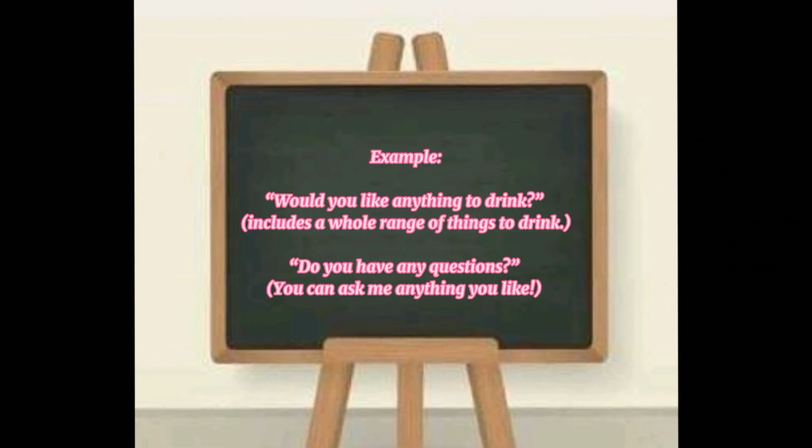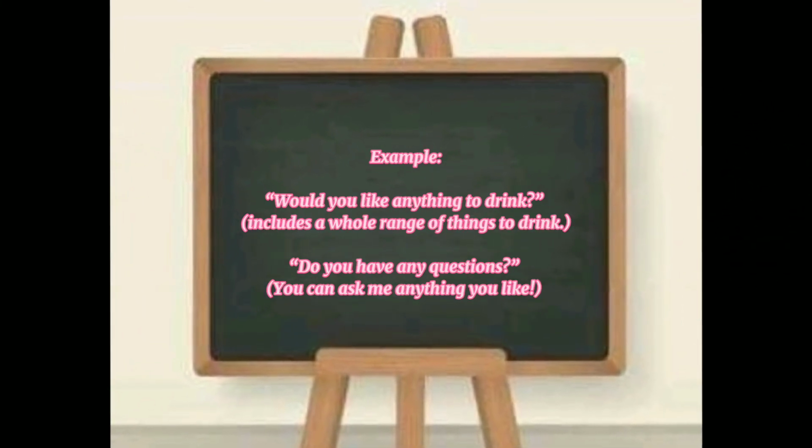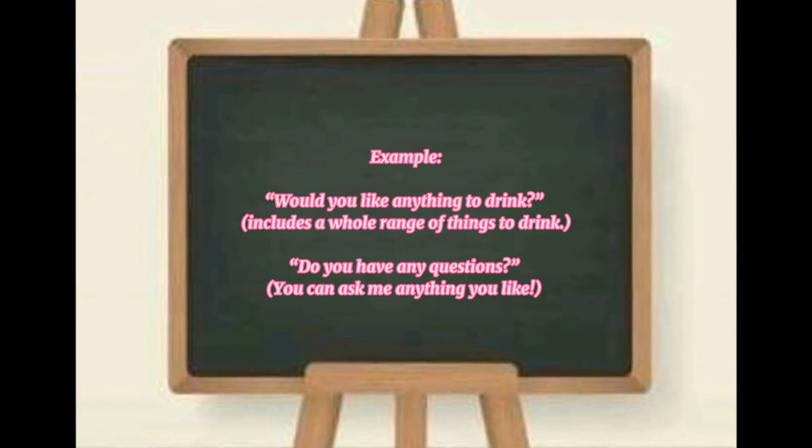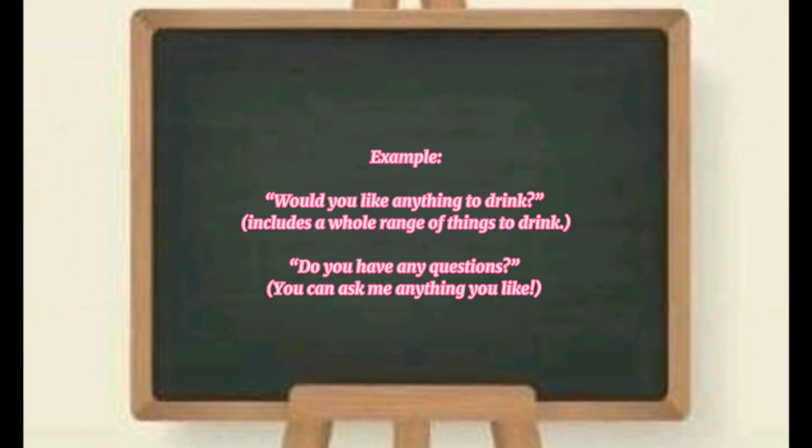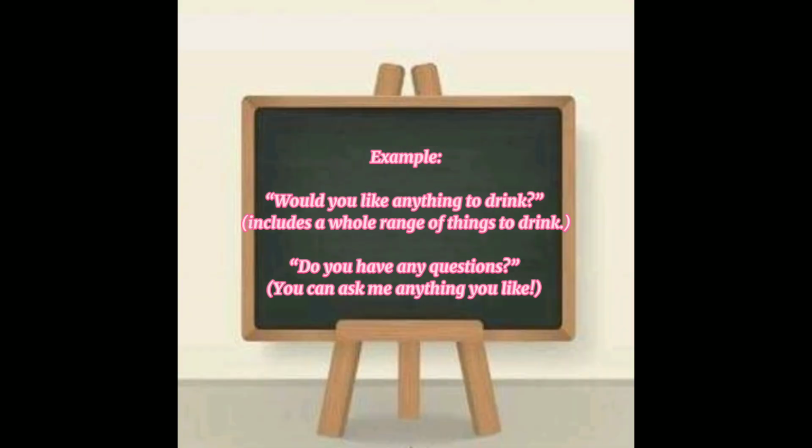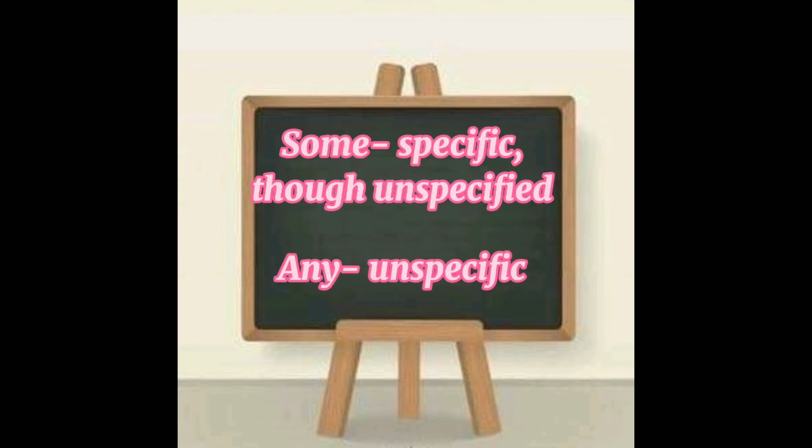For example, would you like anything to drink? Includes a whole range of things to drink. Next, do you have any questions? Means you can ask me anything you like. The primary difference between some and any is that some is specific though unspecified, while any is unspecific. That is, some implies an amount or number that is known to the speaker.